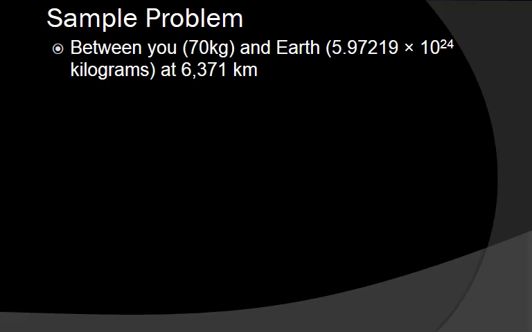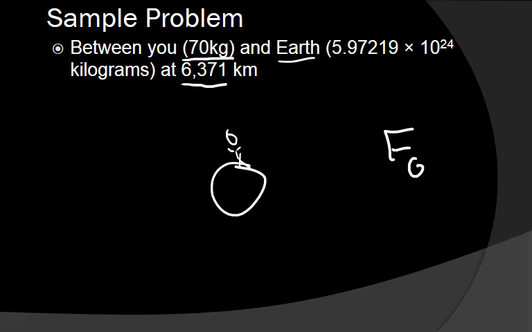All right, so let's try this one here. This is gravitation. What is the gravitational force between you and, assuming that you're 70 kilograms, and the Earth? And the distance between you and the Earth is 6,371 kilometers, which we need to get into meters. So see if you can use the gravitation equation and calculate the force of gravitation. And when you're ready to check, you can hit play to continue.